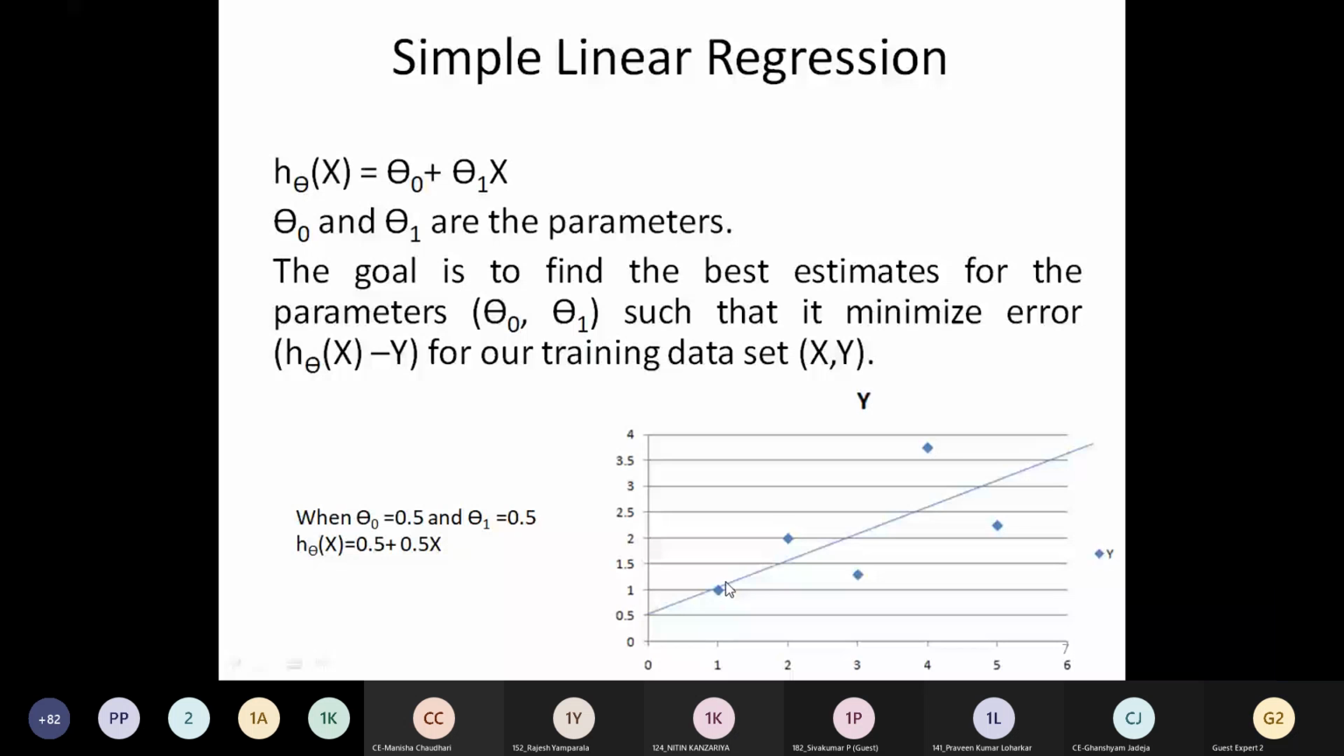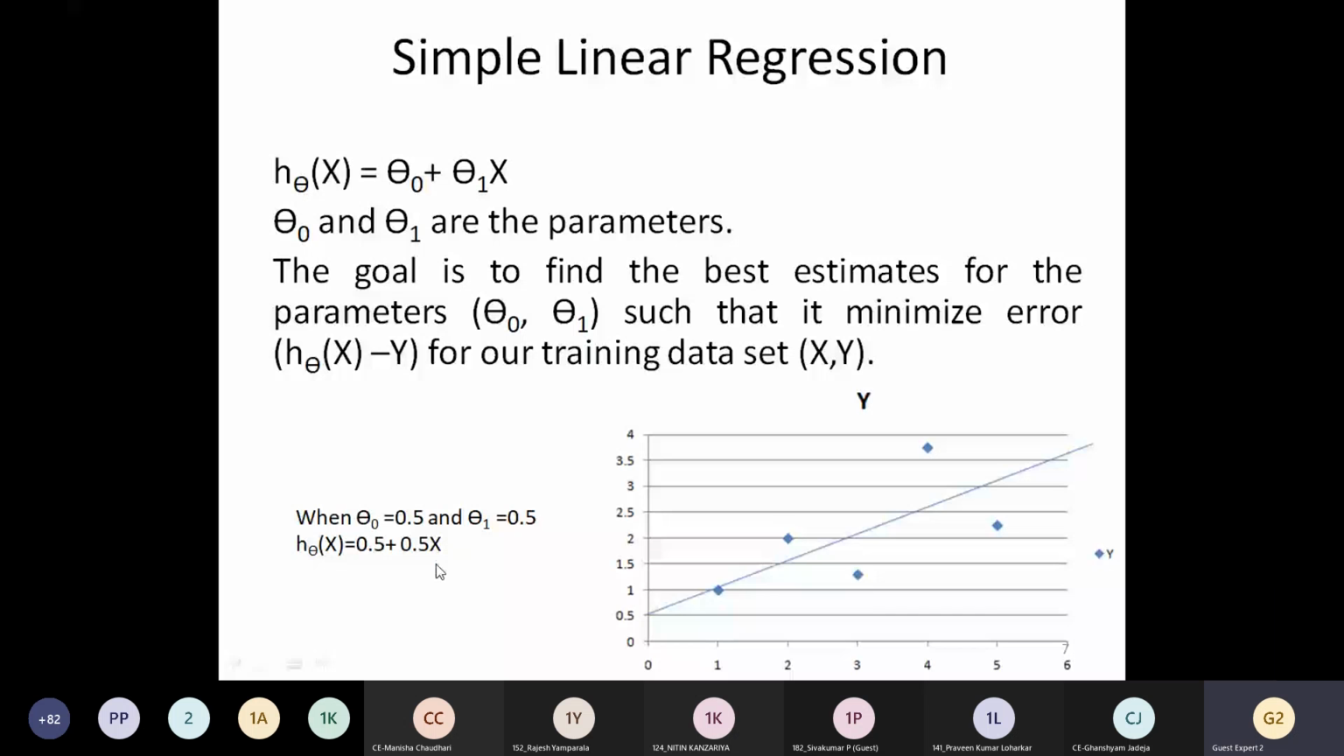Now let's say I have estimated theta 0 equal to 0.5 and theta 1 equal to 0.5. So my simple regression model is 0.5 plus 0.5x. That is my hypothesis. Okay, now after fitting the model, I have to predict the value of y using different x, because x is my feature. So I'm using x equal to 1 and putting that x into my function, so I'll get the predicted y.